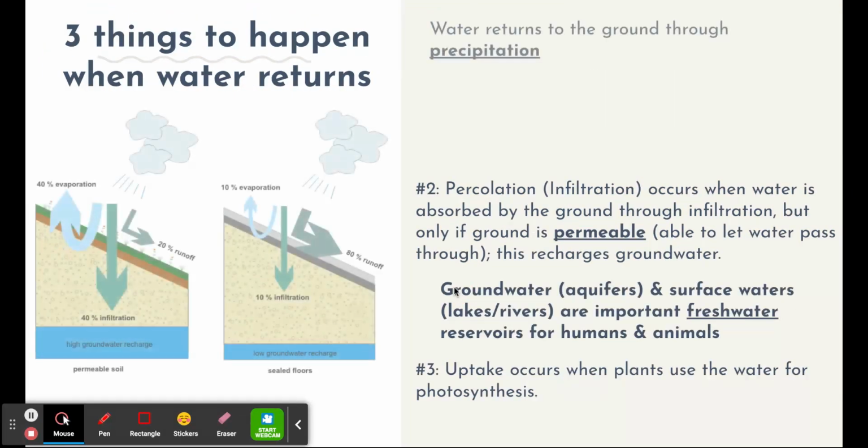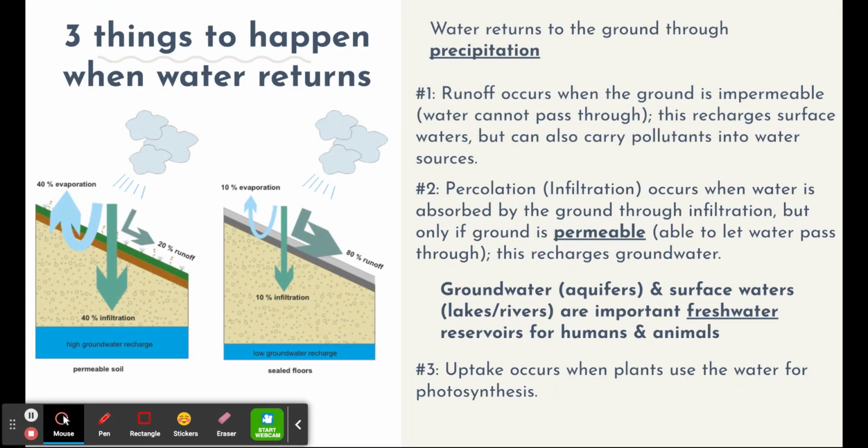So that's really important to note. And let's go ahead and move on here. There are three things that happen when water returns back to the earth. So we all know, we've learned since we were in kindergarten probably, or maybe even preschool, that water returns to the ground through precipitation. And that precipitation can either be in liquid form or solid or crystal form in the form of ice or snow.